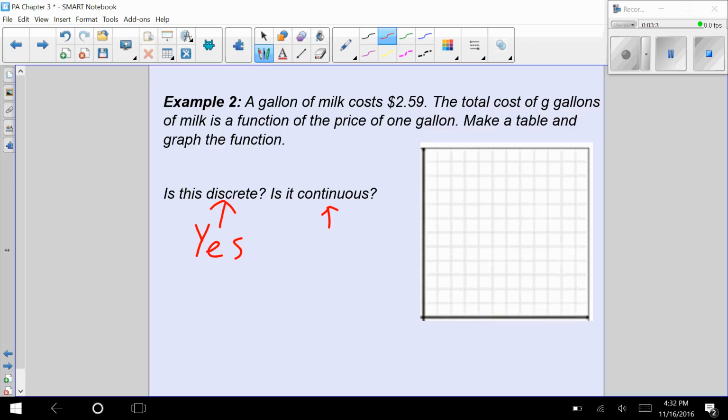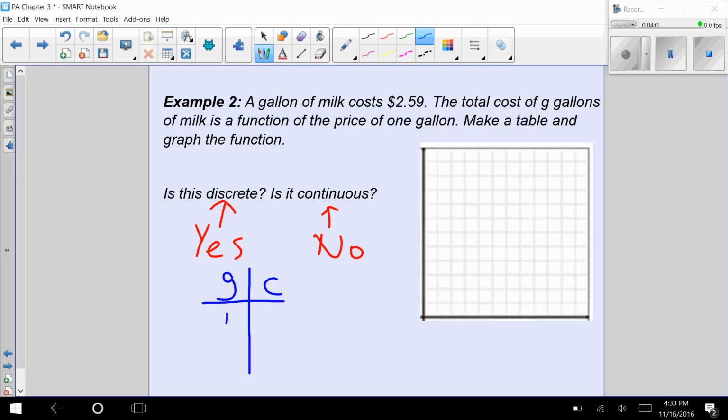Is it continuous? Can I buy a quarter gallon of milk? No, they don't sell those. So this one is not continuous, which means when we graph it, we're going to graph it with a dashed line since it is discrete and not continuous. Let's make a table. We're going to have gallons of milk, and let's say C for cost.